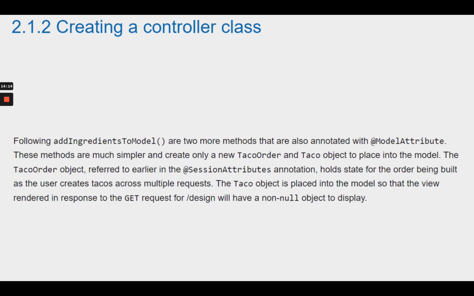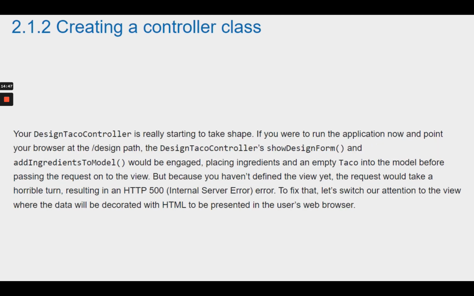Following addIngredientsToModel() are two more methods that are also annotated with @ModelAttribute. These methods are much simpler and create only a new TacoOrder and Taco object to place into the model. The TacoOrder object, referred to earlier in the @SessionAttributes annotation, holds state for the order being built as the user creates tacos across multiple requests. The Taco object is placed into the model so that the view rendered in response to the GET request for /design will have a non-null object to display. Your DesignTacoController is really starting to take shape.